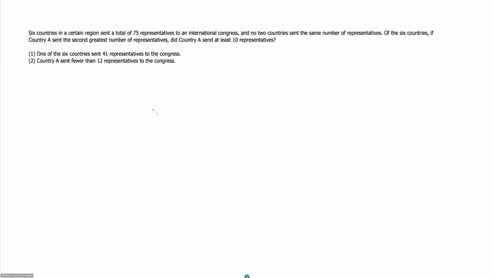6 countries in a certain region sent a total of 75 representatives to an international congress, and no 2 countries sent the same number of representatives. Of the 6 countries, if country A sent the second greatest number of representatives, did country A send at least 10 representatives?